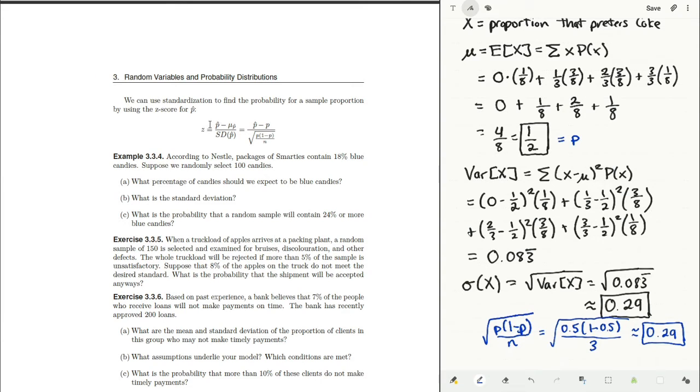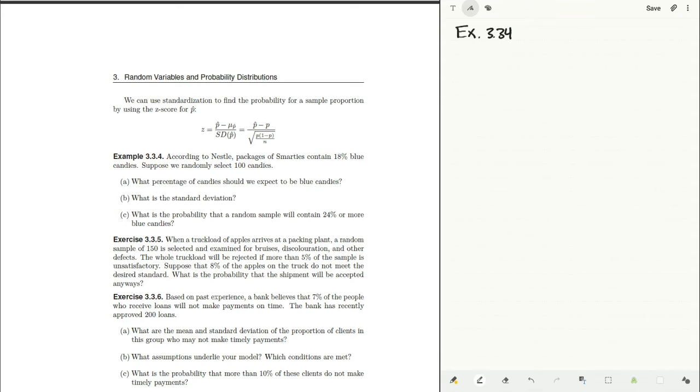So we take whichever sample proportion we're interested in, we subtract the mean of the sampling distribution model, which is equal to p, and then we divide this by the standard deviation of that model, which is given by this square root formula. So let's look at some examples of how the sampling distribution models are used.